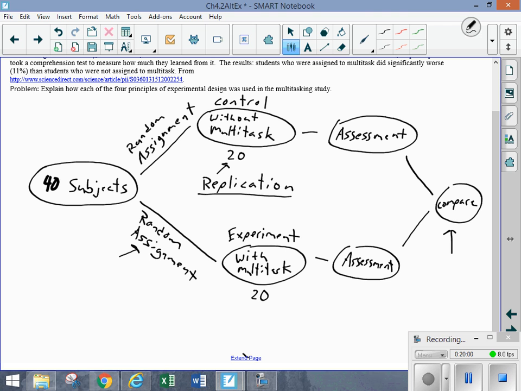11% worse? I'm not sure exactly what they're trying to say. All right, and then we have our control aspect as well.